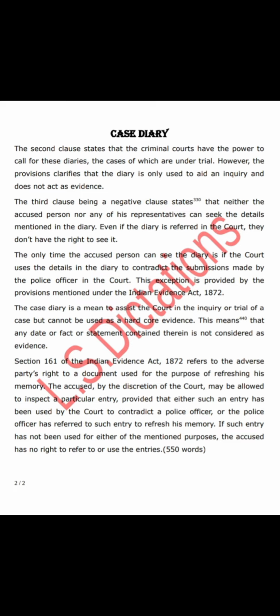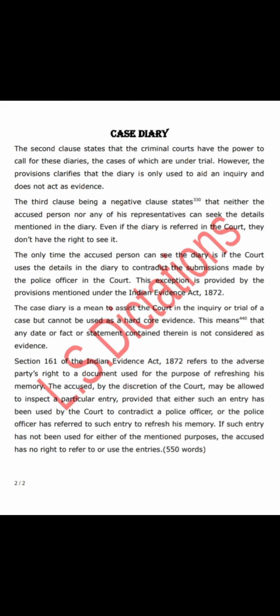The third clause, being a negative clause, states that neither the accused person nor any of his representatives can seek the details mentioned in the diary. Even if the diary is referred in a court, they don't have the right to see it.